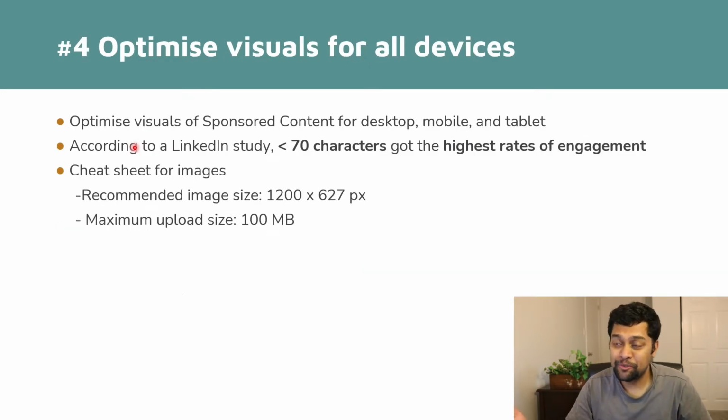Next tip, optimize visuals for all devices. Of course, sometimes when you are running ads on LinkedIn, you might have a different combination of ads. So make sure that, for example, you optimize visuals for sponsored content for desktop, mobile, and tablet. Now, according to LinkedIn, if you have less than 70 characters, it performs well and it gives really good engagement. Also, the golden combination of LinkedIn image size is 1200 by 627. Now I believe this is the same for Facebook ads as well. So you just have to create one ad format and you can use it in multiple channels.